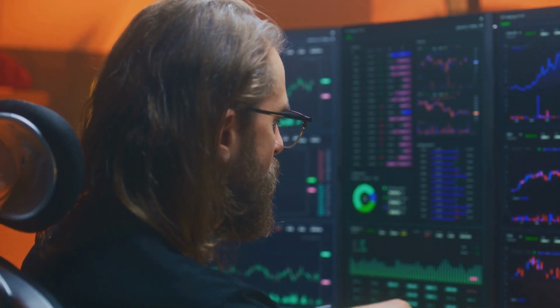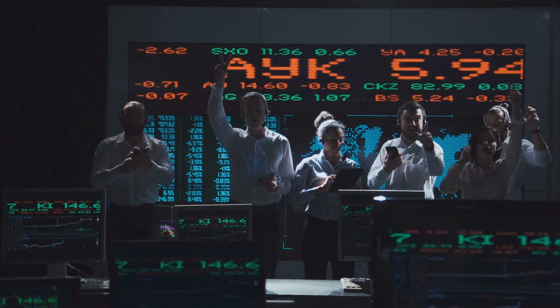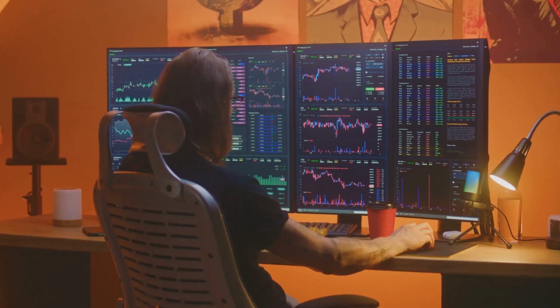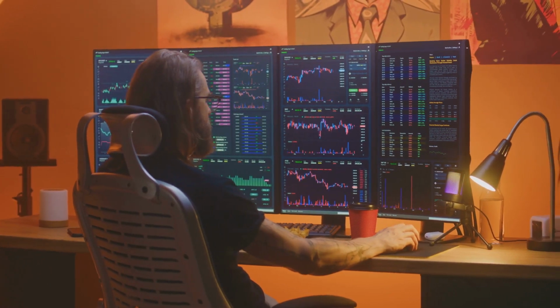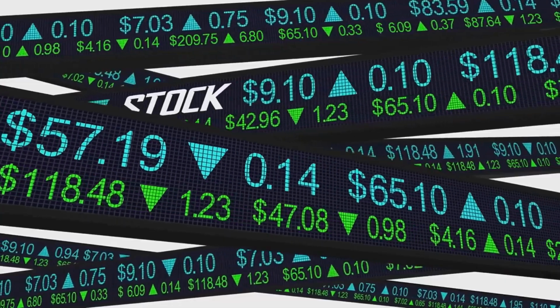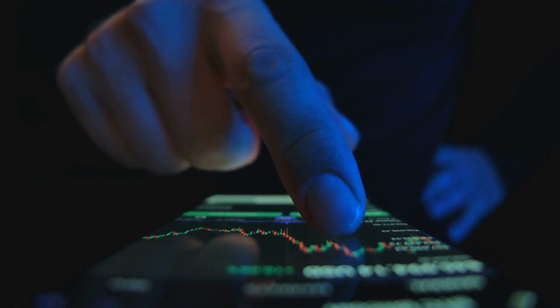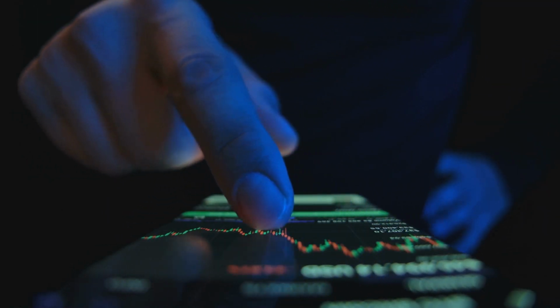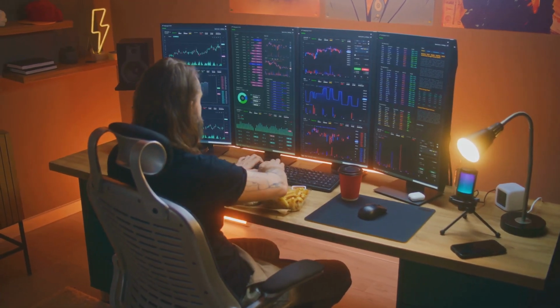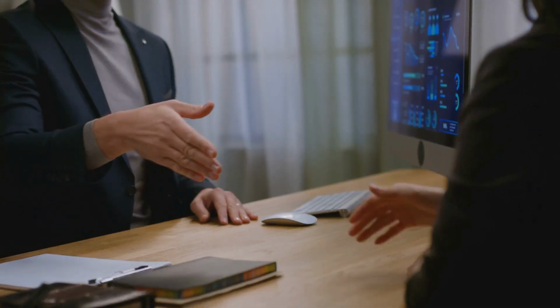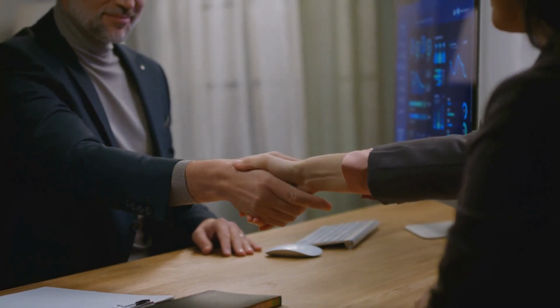Options trading can be exciting. It offers the potential for substantial profits. However, it's crucial to understand the risks involved. Options are complex financial instruments. They come with inherent risks that every trader must be aware of. By understanding these risks, you can make informed decisions. Informed decisions are key to successful options trading.